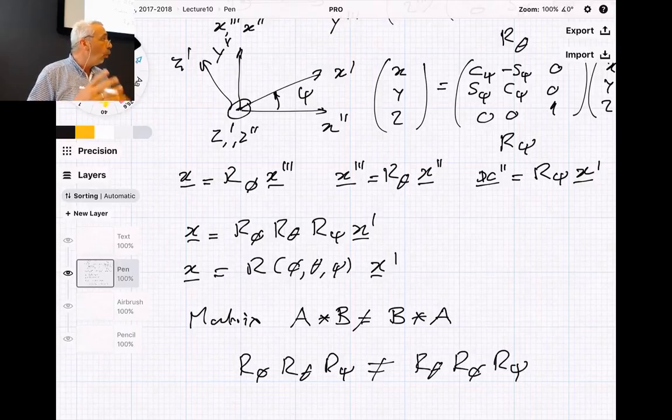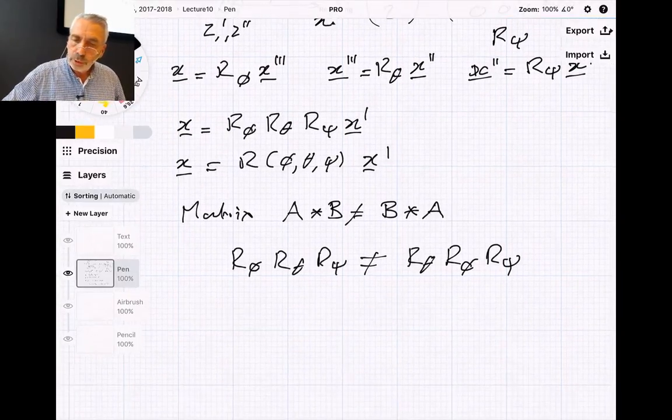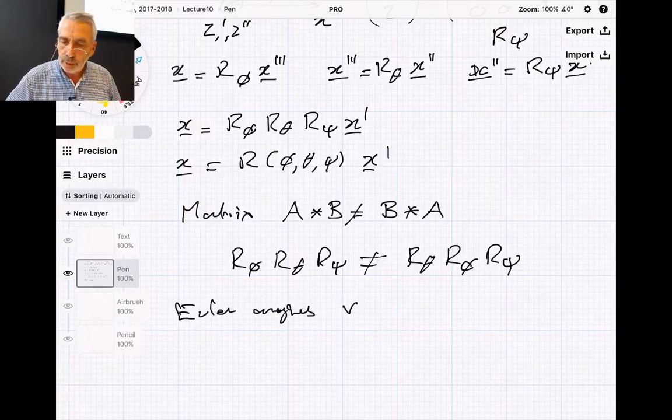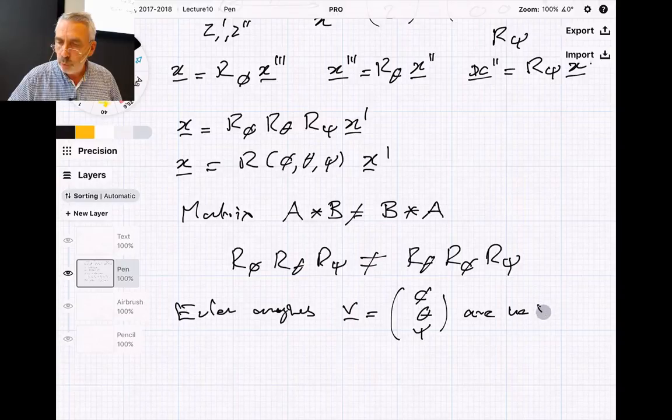Or in other words, the order matters. The order in which you do your steps. So the order in which you bake your cake is important to get a successful cake. The order in which you use the Euler angles matters to get successful Euler angles. Now, meaning that Euler angles are not vectors. You would be tempted to say something like this: V is phi, theta, psi, but they are not vectors.